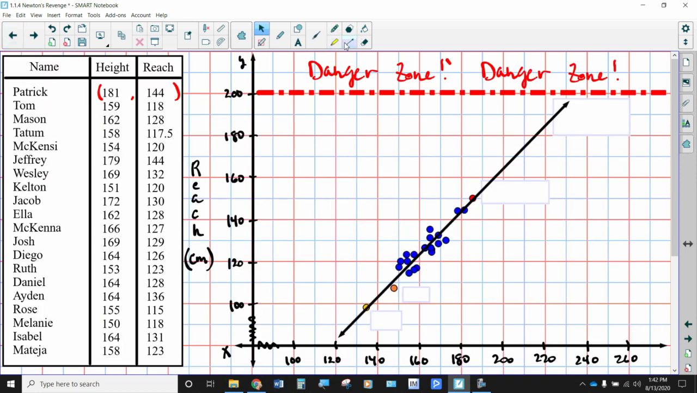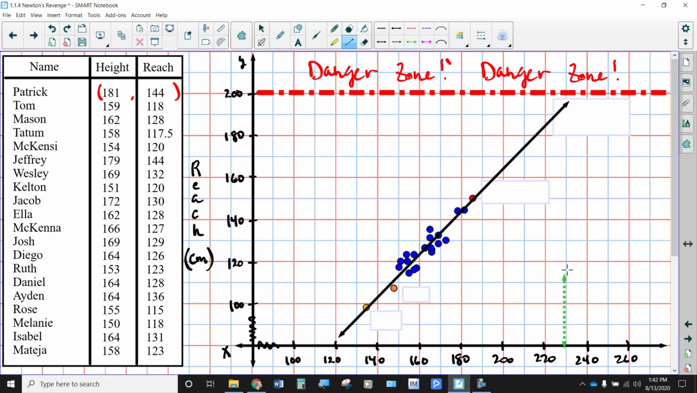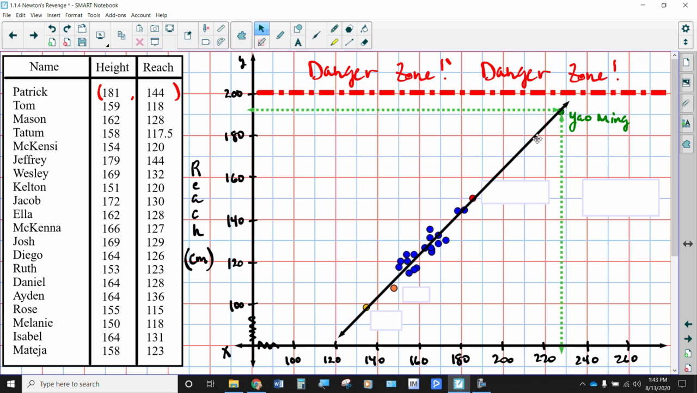And as it turns out, 228 is right around here, which puts Yao Ming right around here, which is between 190 and 200. Actually, that was 220. It's probably right around here, and this guy's probably right around there. So I would guesstimate that Yao Ming's height places him very, very close to our danger zone.